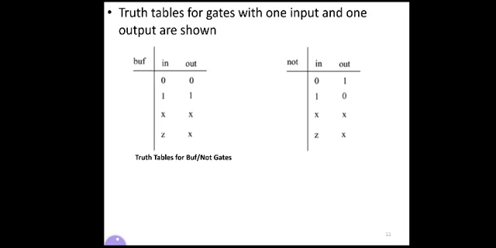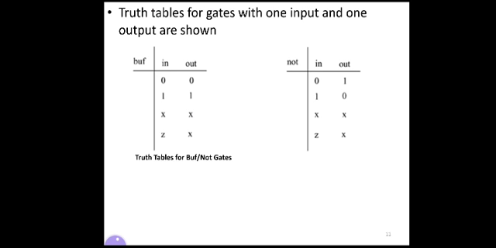Now the truth table of this. As we have only one input and one output, we can have the truth table for the buffer and the NOT gate. For the buffer, the output is equal to the input. Whatever the input is, the same will be your output. We have four different types of inputs: 0, 1, unknown value x, and high impedance value z. What is the output for the buffer? For 0, the output is 0. For input 1, the output is 1. For unknown input, the output is again unknown. But for the high impedance input, the output is unknown.